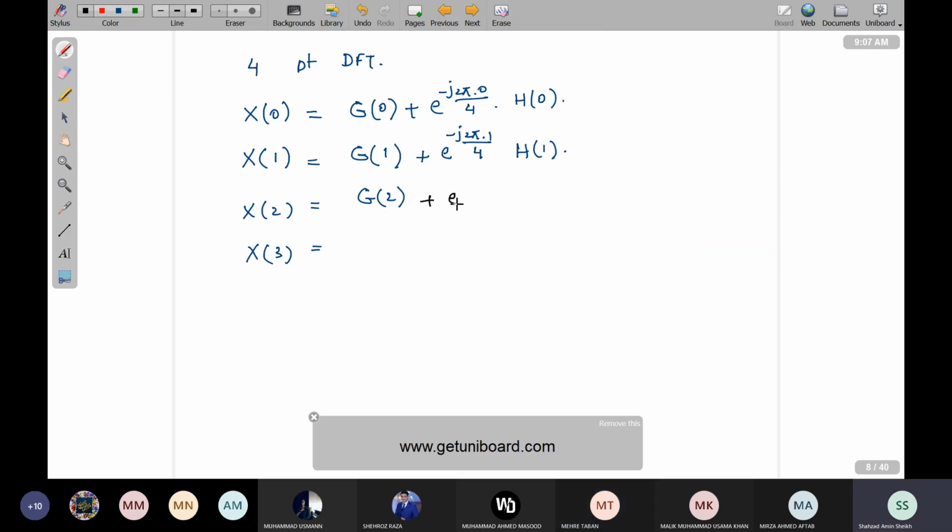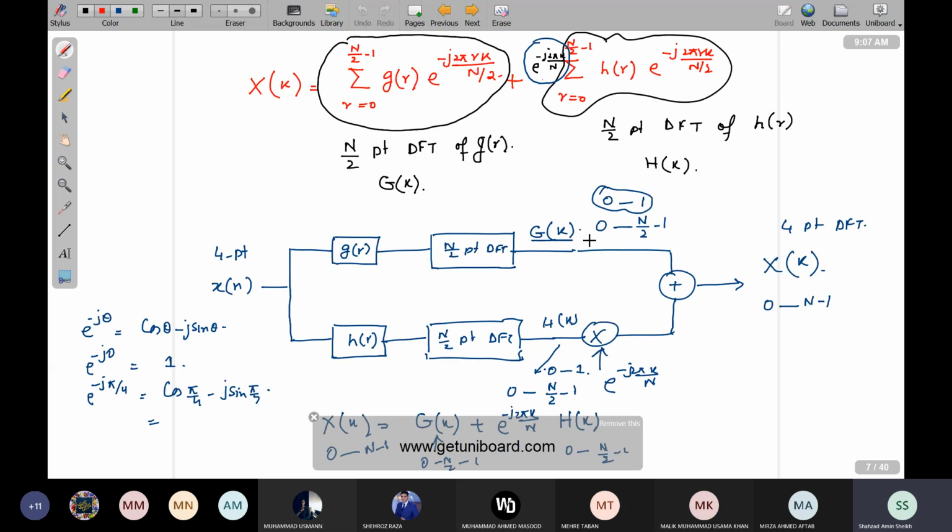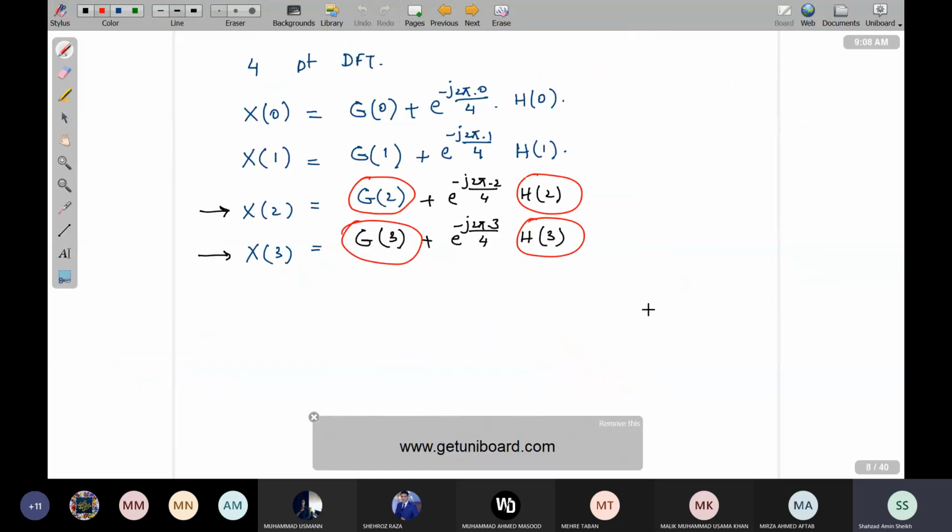इधर की रिक्वायरमेंट तो यही है, exponential minus j2 pi into 2 divided by 4 into HF2. That's the requirement. XF2 के लिए मुझे यही चाहिए और XF3 के लिए मुझे ये चाहिए, GF3 plus exponential minus j2 pi into 3 divided by 4 HF3. Now my problem is that this GF2, HF2, GF3, HF3 are not present here as per the simple definition of GFKs and HFKs. What to do in this case?